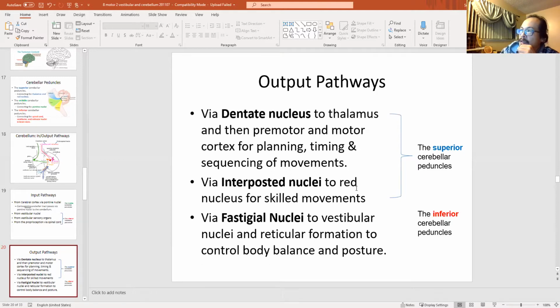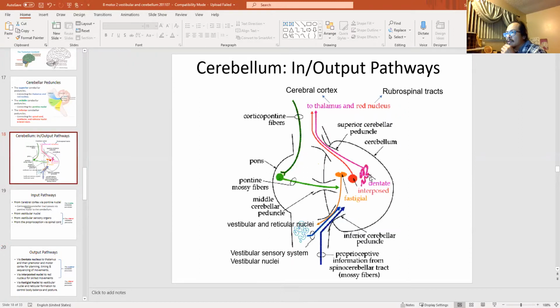So that's that. And this output pathway basically goes through two different cerebellar peduncles to the dentate and the interposed nucleus. From the dentate to the thalamus to the cortex, from the interposed to the red nucleus to the rubrospinal tracts, all this going through the superior cerebellar peduncle. So basically right here, dentate to the thalamus, interposed to the red nucleus, going through the superior peduncle.